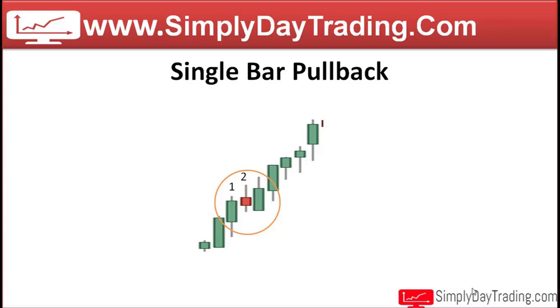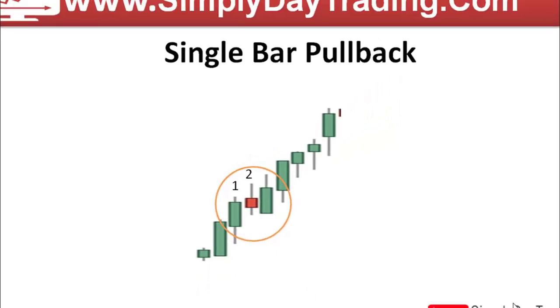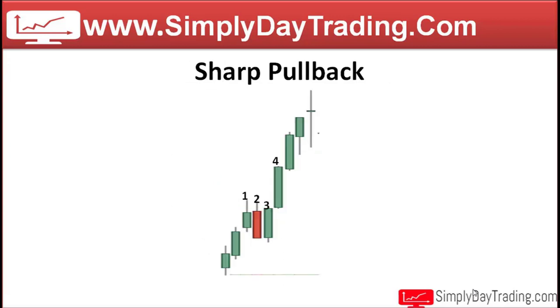One thing very important to note here is that bar 2 was not able to break below the low of bar 1, which shows that the bullish pressure is very much dominating at the moment in this time frame. Now let's see other types of single bar pullback where low of bar 1 will be broken, and it's the sharp pullback. As you can see, it's also a single bar pullback.